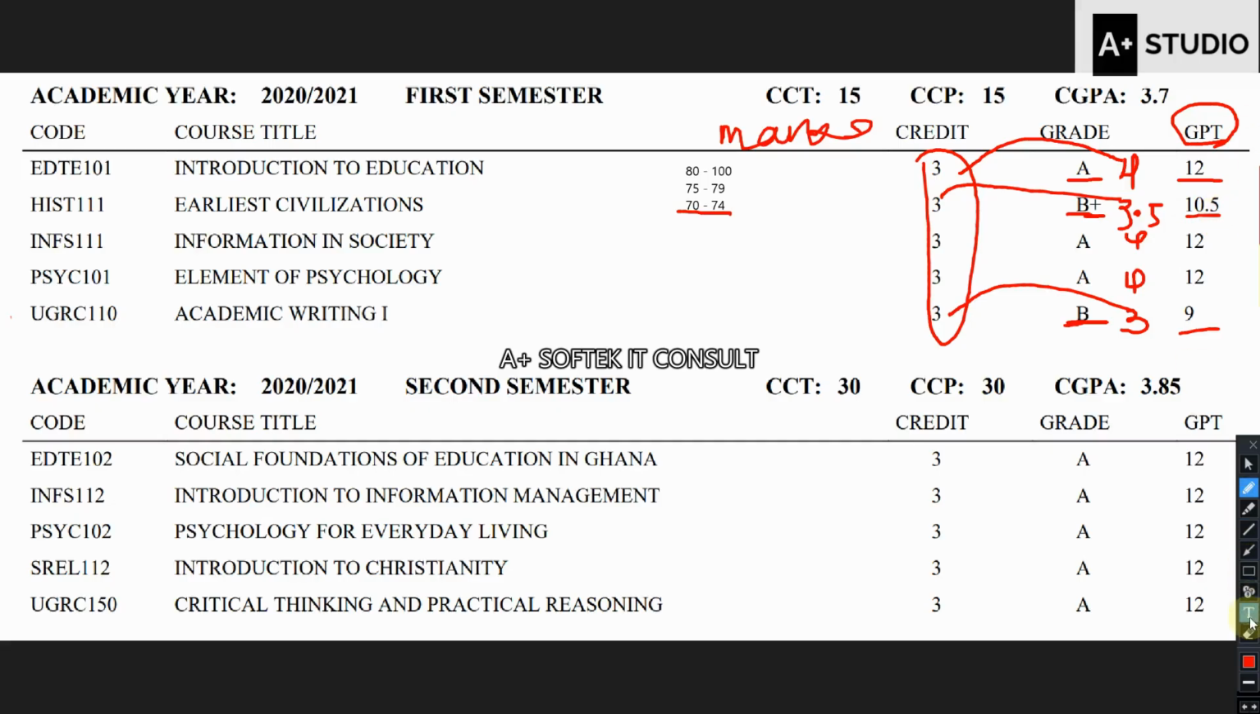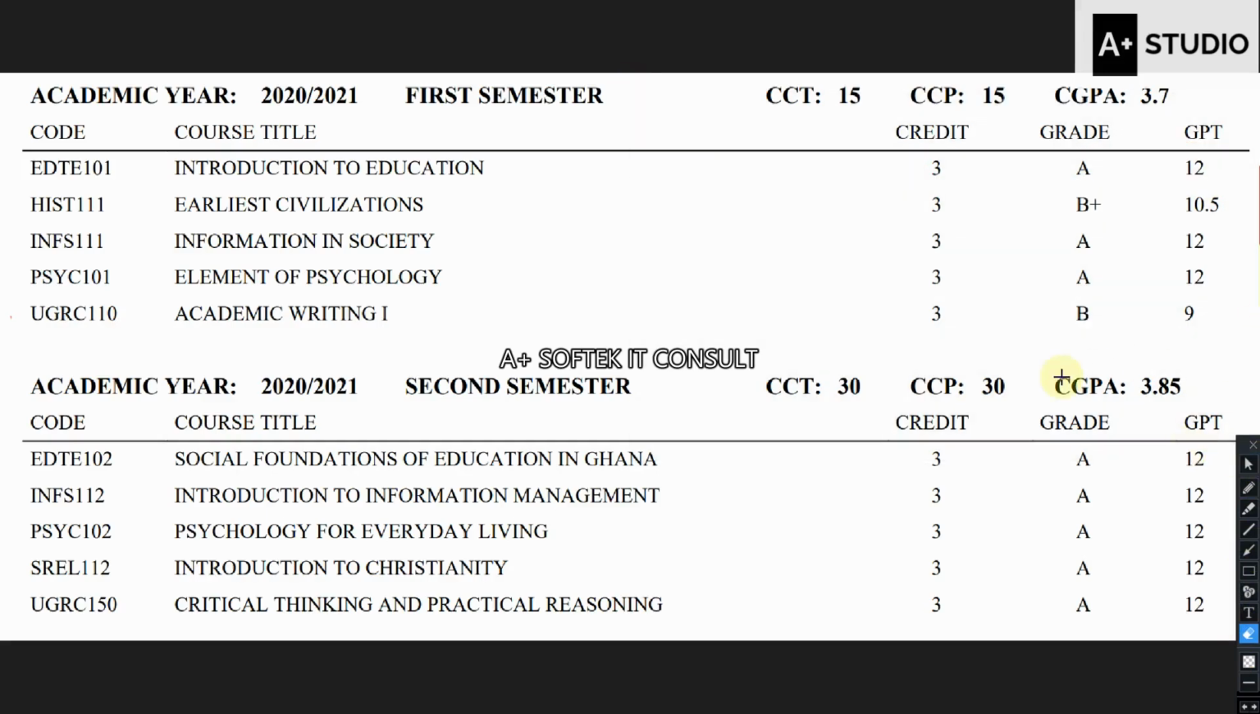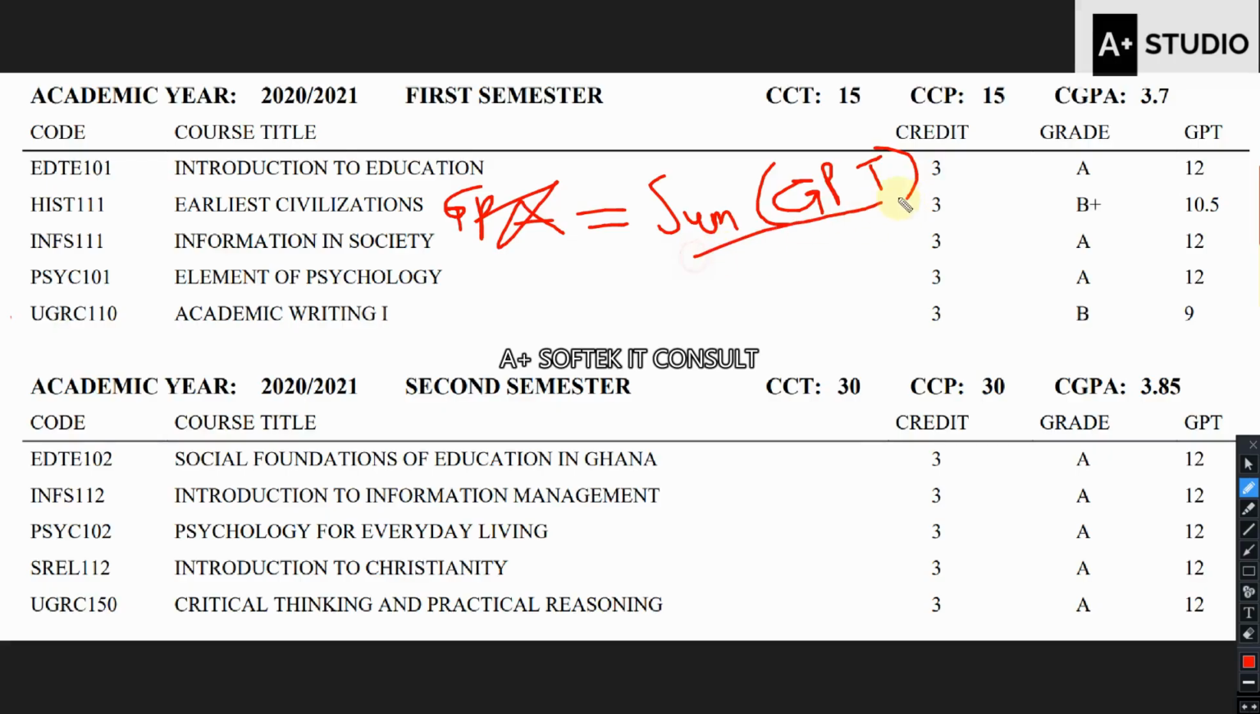Now let's dive in here and calculate the GPA. The formula for calculating the GPA is this. GPA, which is just for the semester, is equal to the sum of the grade points divided by the sum of the credit hours.